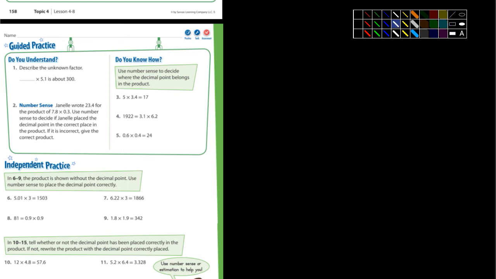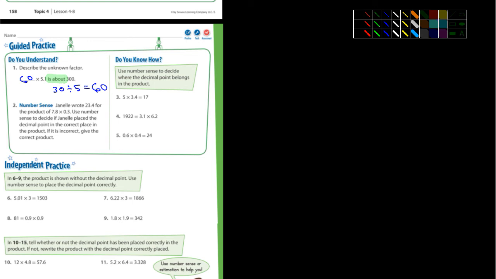So we could just call it 5. And so instead of 300, we could call it 30. So let me ask you, what is 30 divided by 5 equal? 6. I heard somebody say it, 6. Now I didn't use 300, I used 30, so I got to add a 0. So it says describe the unknown factor, and we could put 60 there, okay? Because it says is about. Remember, anytime you see is about, they're estimating. It's an approximate.